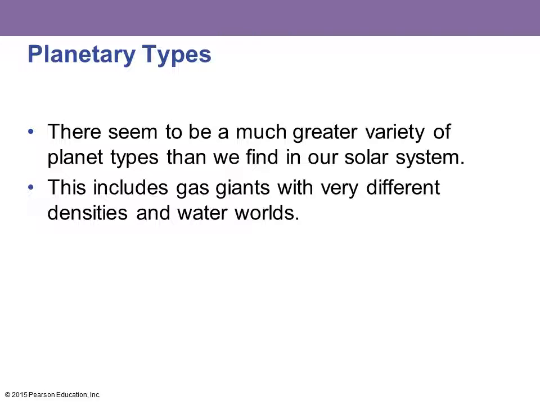Planetary types. There seems to be a much greater variety of planet types than we find in our solar system. This includes gas giants with very different densities and possibly water worlds. So there are other types of planets in existence based on our observations so far.